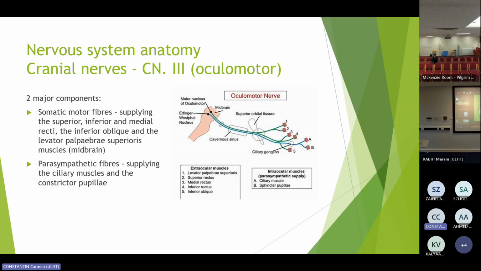Also, we'll move to the oculomotor nerve, so cranial nerve third, which is having two elements. So one, the somatic motor fibers, which actually are the motor fibers supplying all these muscles of the eye, so the superior, inferior, medial recti, and the inferior oblique and the levator palpebrae superioris muscle. So this is midbrain. And also we have the parasympathetic fibers which are supplying the ciliary muscles.